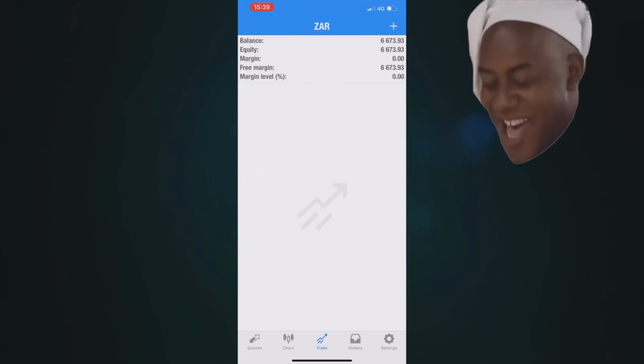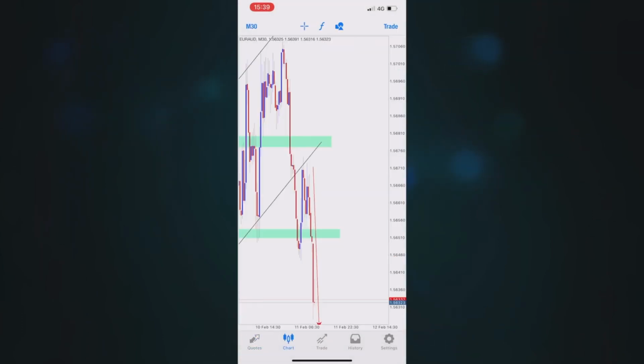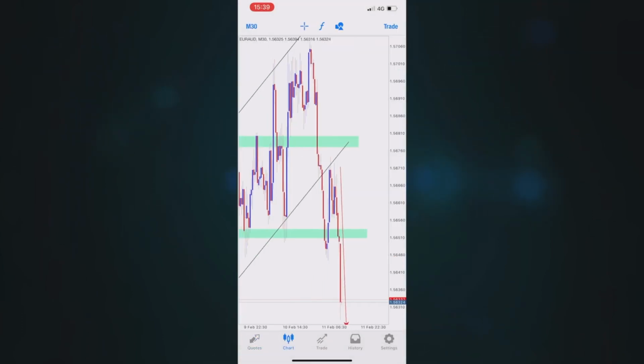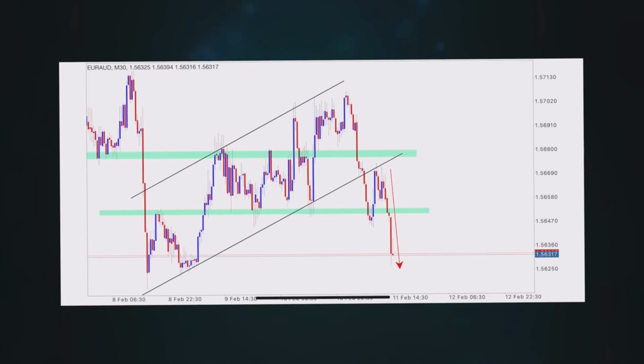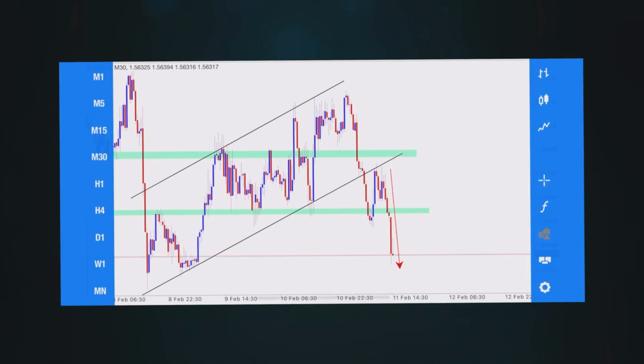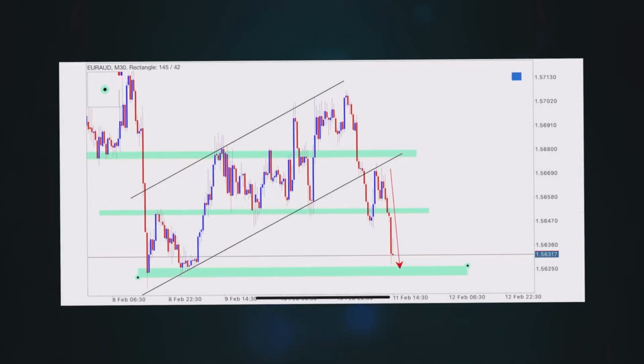Euro AUD killed, guys. We killed Euro AUD. You can see the setup is finally completed, guys. Let me make sure I turn this sideways so you guys can see it properly. We can see we have landscape view on this trade. You can see we've completed the setup as we anticipated.